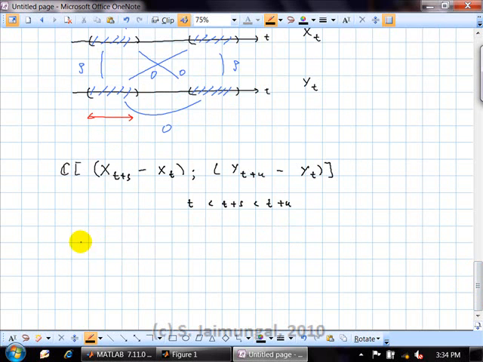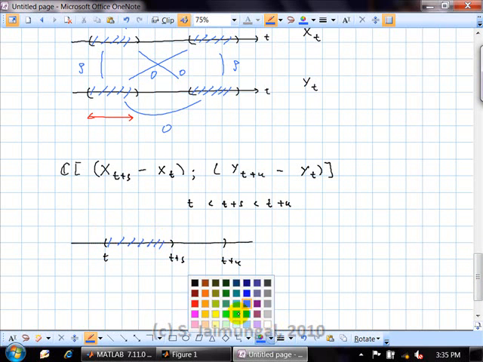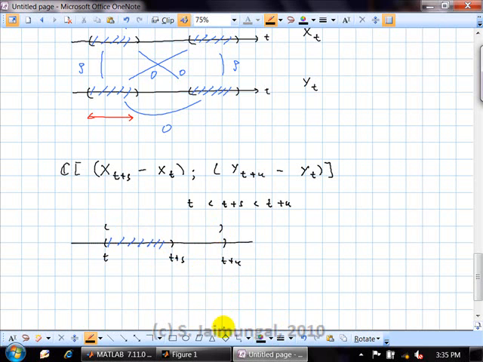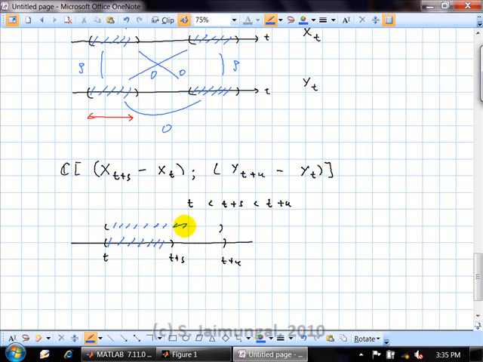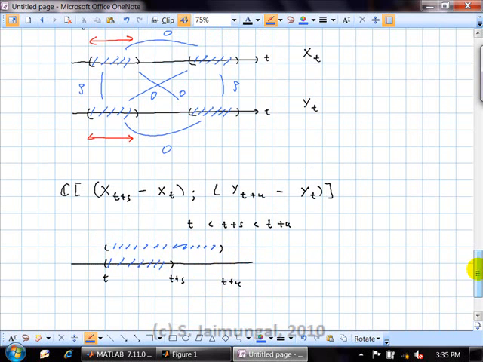So if we look at this on a timeline, here's some time t, here's t plus s, and there's t plus u. And I'm asking about the covariance of the increment of x over this interval and the increment of y over the larger interval. Okay? So these are not independent pieces, right? They can't be independent because the times are overlapping. How would you approach that?